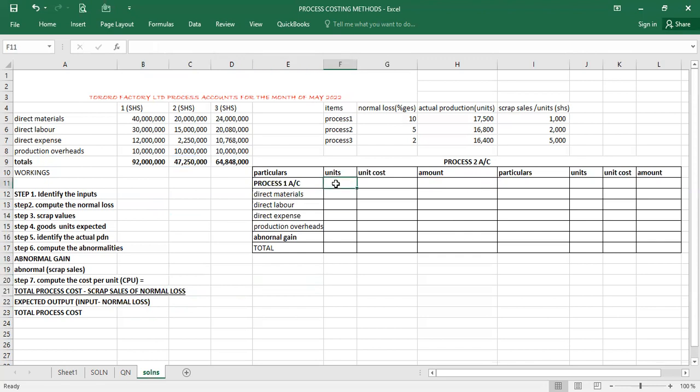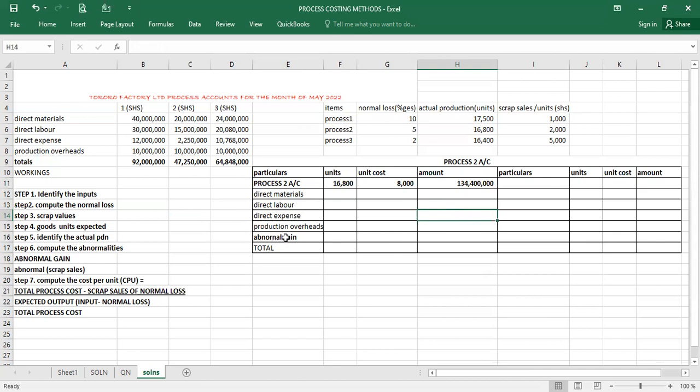Okay, we can now put these figures. It was 15, it is 16,800, and the unit cost was 8,000, and this was coming from process 2. The total cost was 134,400, then 111, yeah, like that. That's how it was.